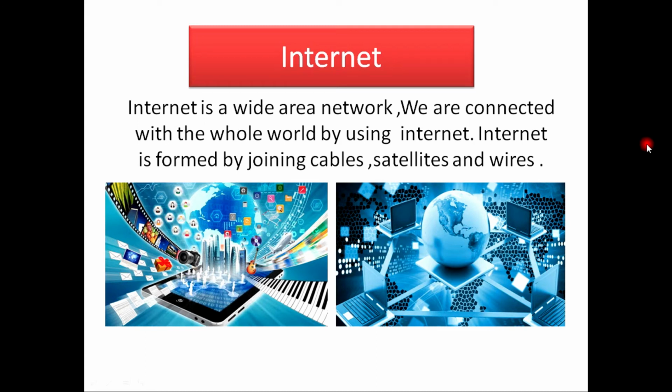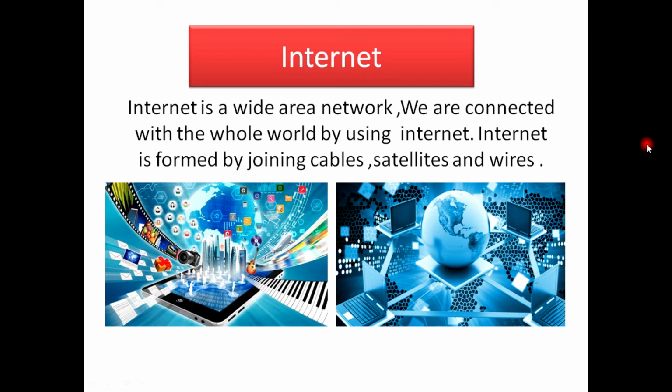Here is the internet. As you know, the internet is an essential part of our life. Without the internet, nowadays life is not possible. Everything is going smoothly through the internet. All the people are connected with each other through the internet. They are connected with the universities, with their businesses, with their offices, and so many researchers are doing their work through the internet. The internet is a worldwide area network. We are connected with the whole world by using the internet.